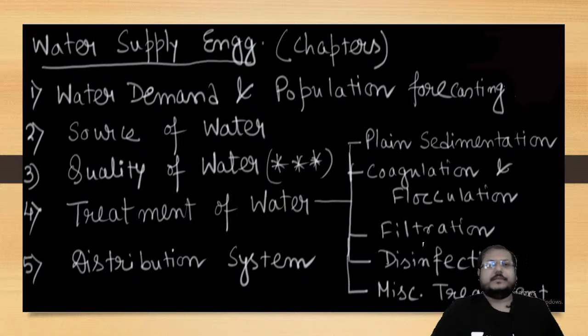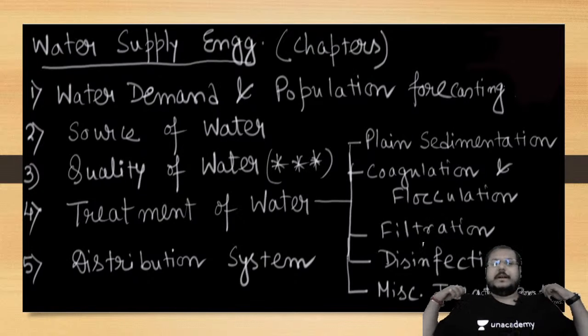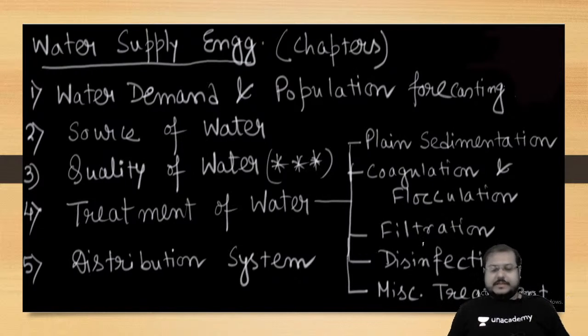In the fourth chapter, the treatment of water chapter, we will see the treatment of water by plain sedimentation, coagulation and flocculation, filtration, and disinfection. These are the four major components or treatment processes. And in miscellaneous treatment, we will see in brief the different groundwater treatment processes.